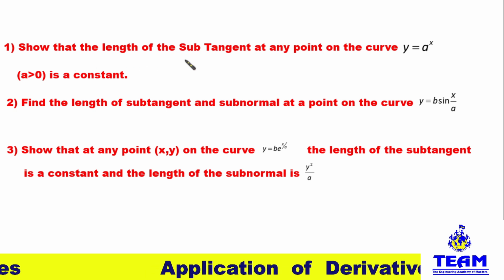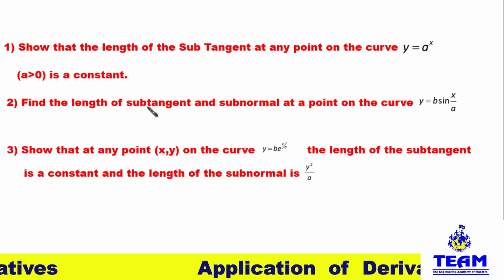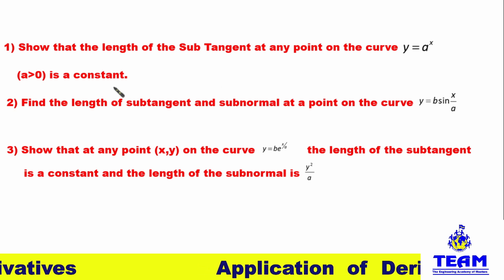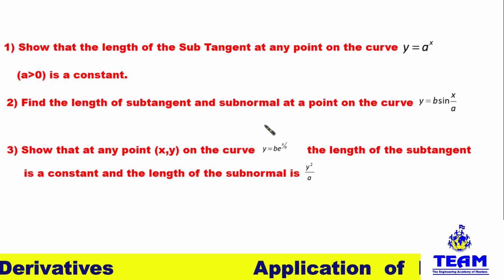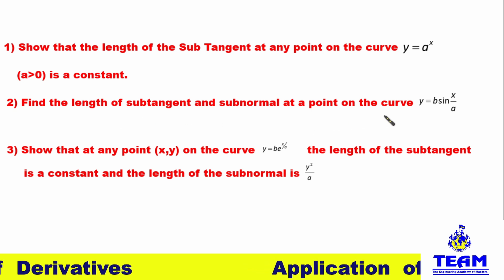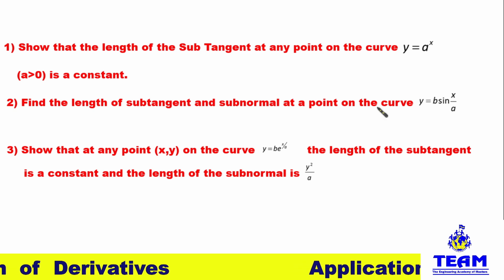Show that the length of subtangent at any point on the curve y is equal to a power x, where a is greater than 0, is a constant. Okay, next, second problem is find the length of subtangent and subnormal at a point of the curve y is equal to b sine x by a.